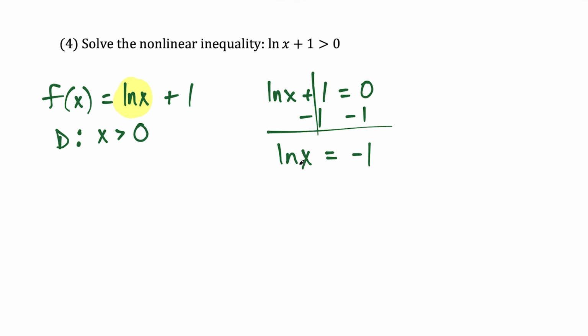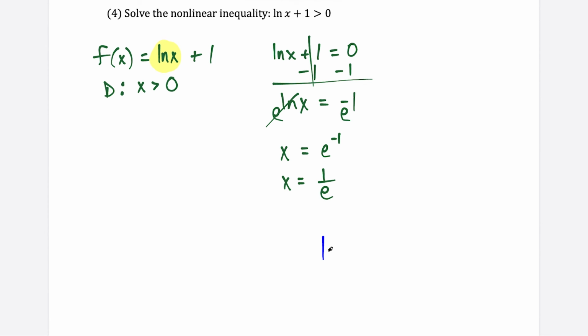And to solve for x, we have to know that natural log and e are opposites. So we could exponentiate both sides. We make both sides powers of e. e and natural log cancel out. So x equals e to the -1st, which we could say x is equal to 1 over e.